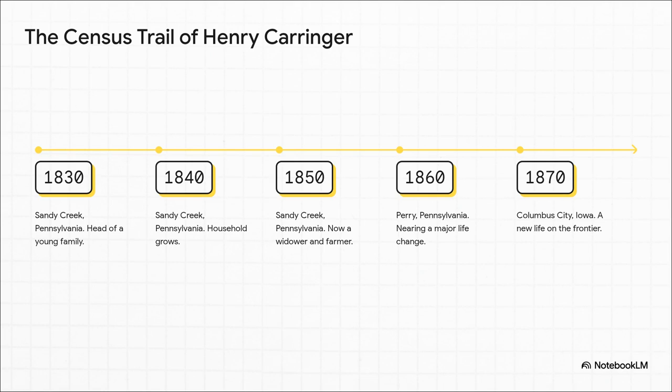For decades, 1830, 40, 50, 60, he's in Pennsylvania. But then, bam! Sometime after 1860, there's this massive life change. He packs up and moves west to Iowa. It's the classic American migration story, and it's all laid out for us in the data.